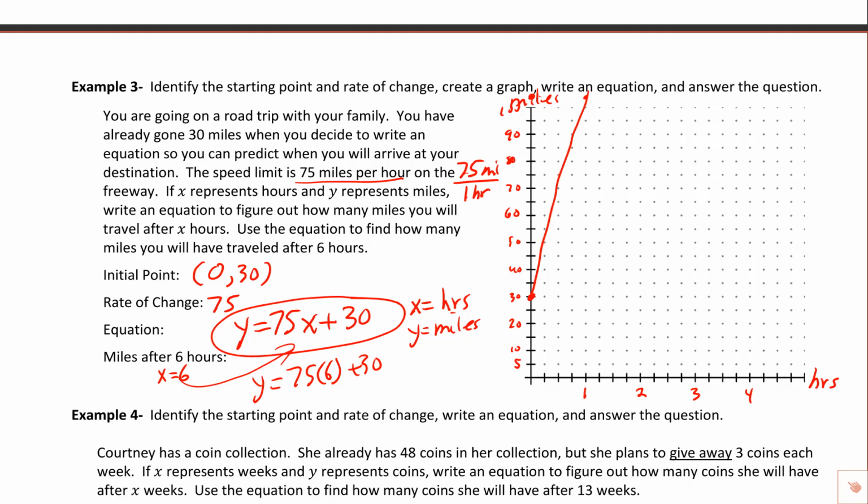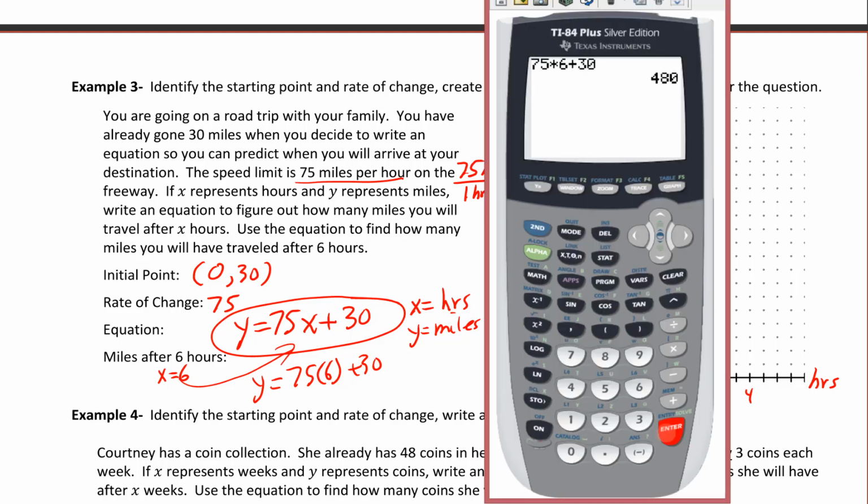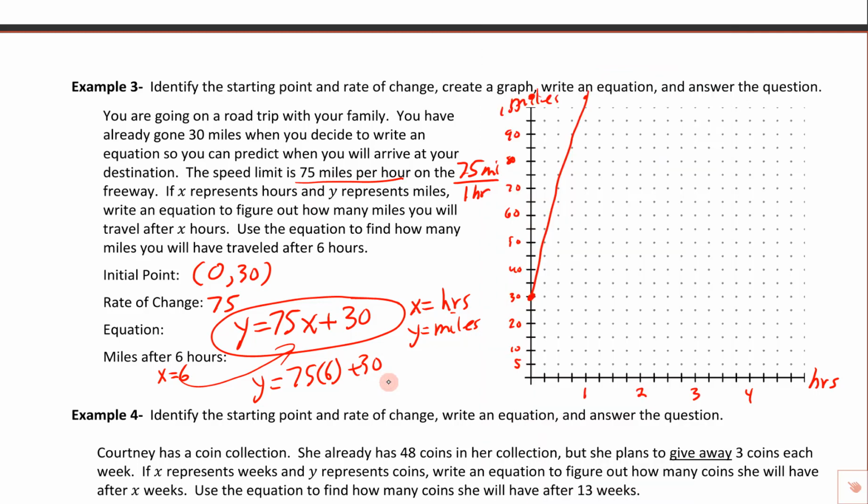75 times 6. I'm going to grab the calculator here and plug that in. So I've grabbed the calculator, I've plugged in 75 times 6 plus 30. I ended up with 480 miles. So the answer on this one is 480 miles.